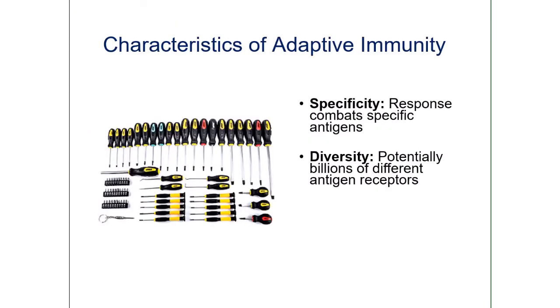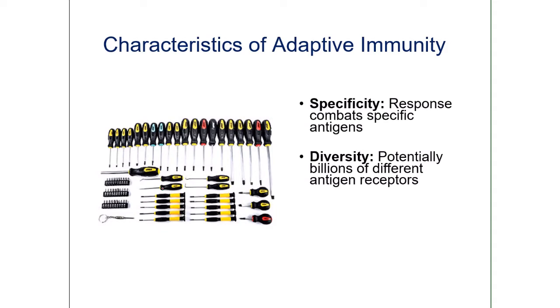Another characteristic of adaptive immunity is specificity and also diversity. So specificity, I'm just going to read this to you first, is the ability to respond to and combat specific antigens, whereas diversity means potentially you can respond to billions of different antigen receptors. So it's a little bit confusing here, but you can think of having a whole set of screwdrivers, okay?